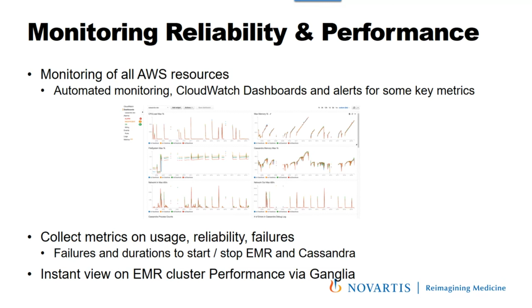We have pretty robust CloudWatch dashboards with CloudWatch alarms and CloudWatch rules, where we collect metrics on any number of things, both security and operational. On the EMR front, we're using something called Ganglia. This is where we can monitor for EMR performance and get metrics on that. And that comes built into the EMR stack, which is hosted. All right, let's move on.